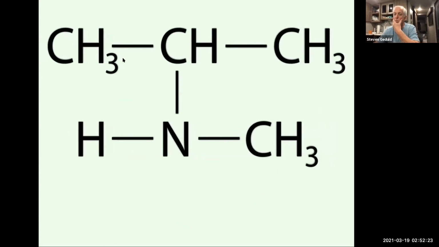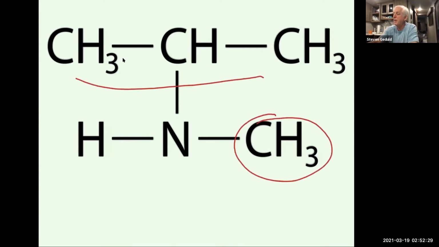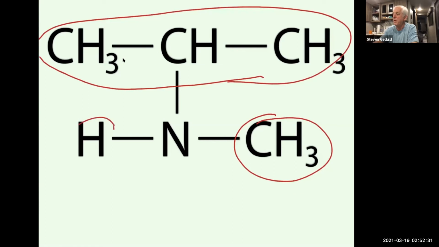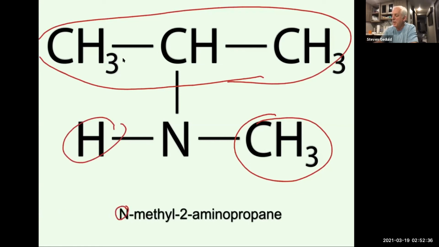Right? And this one, okay, this is going to be a secondary amine because there's 2 things attached. We have a methyl group and we have an isopropyl group, and then we have our hydrogen. Okay, so we have N-methyl, which tells you there's a methyl group, that's this one right here, and 2-aminopropane. So this is your propane, and attached at the number 2 position.